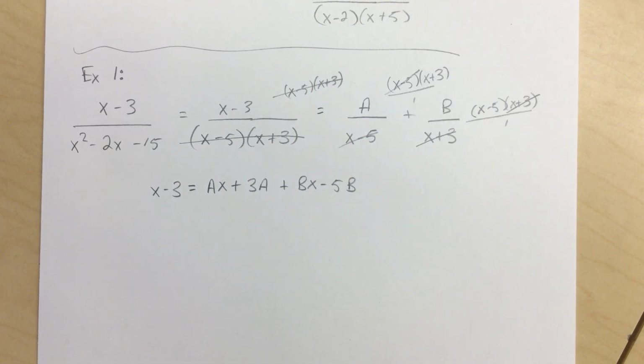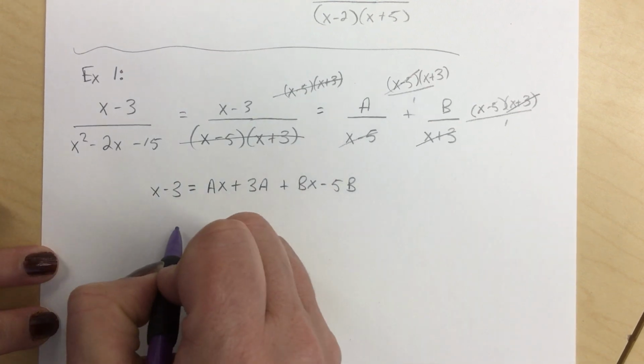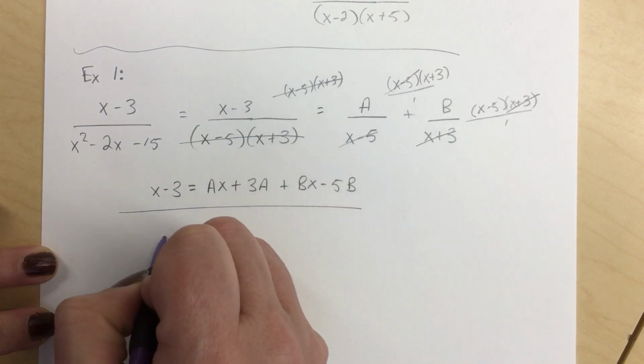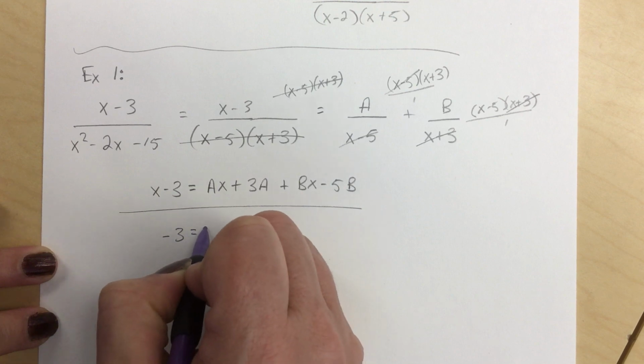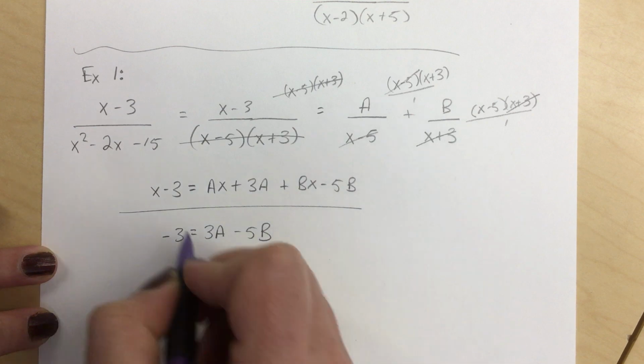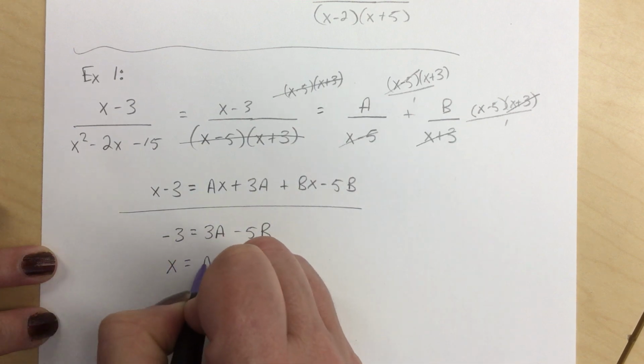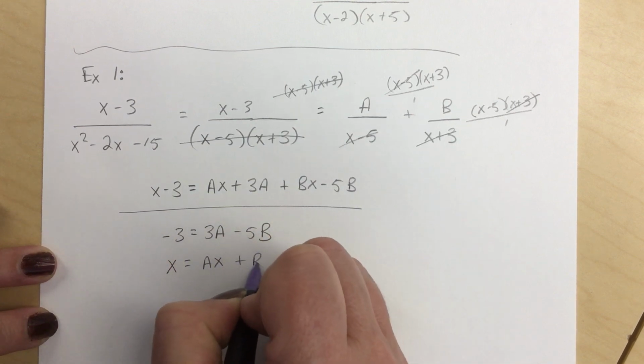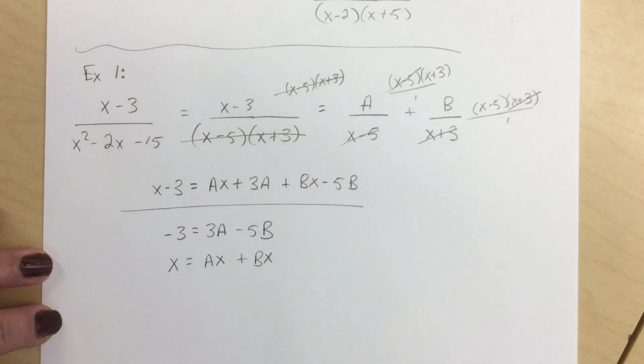Okay, so now we're going to sort it. We're going to make different equations of this. We're going to make like a system of equations. We're going to take everything that doesn't have an x in it, and then we're going to take everything that has an x in it and make an equation. So this one equation is going to become negative 3 equals 3a minus 5b, and x equals ax plus bx. So look at that and see if you see where that comes from.